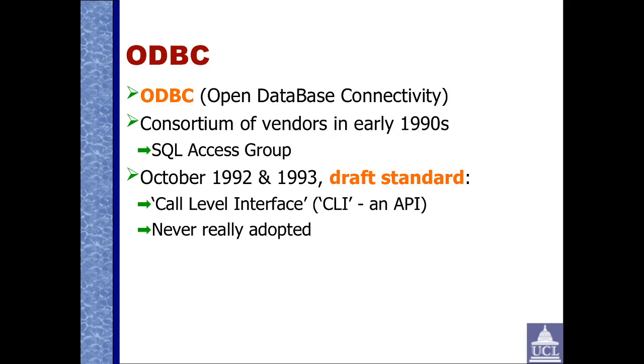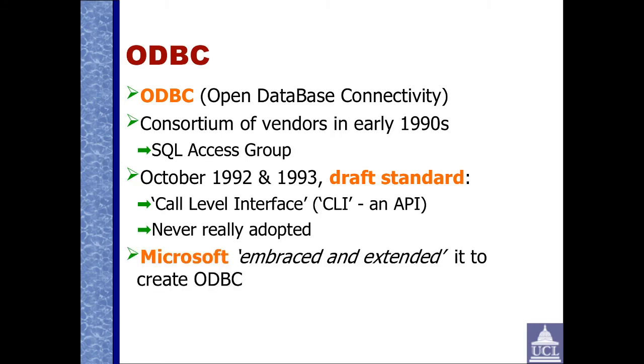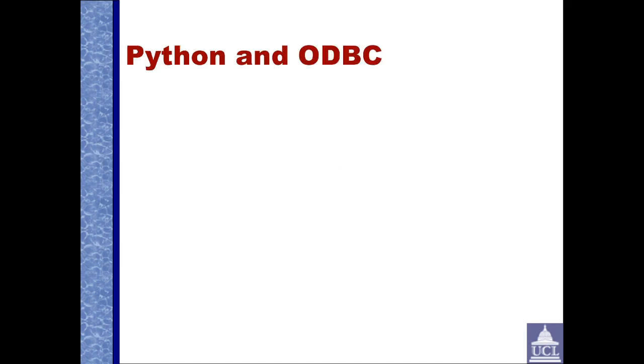The idea, of course, was that for these different vendors of databases, they would end up having a common API, a standardized API, which would allow people to access any of these databases. However, although it never really caught on, Microsoft then came along and took this CLI and embraced and extended it to create what's now known as ODBC.